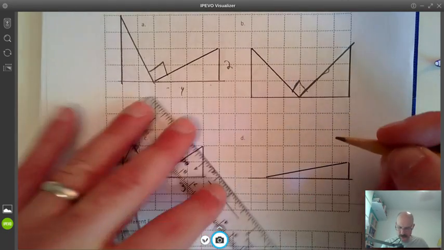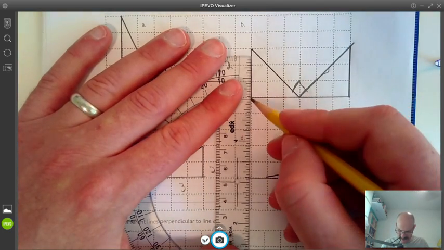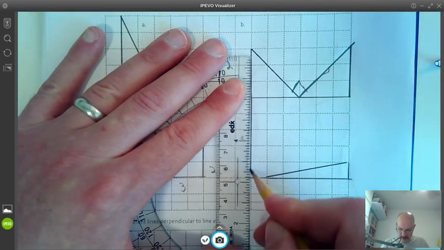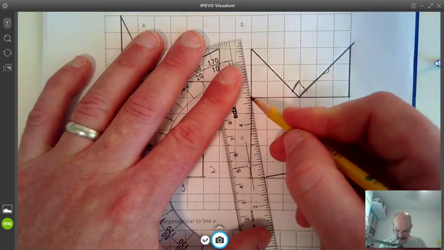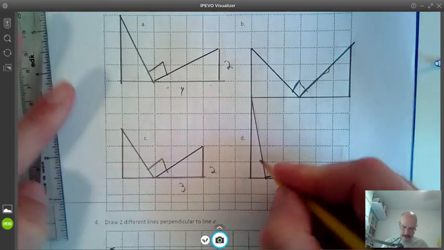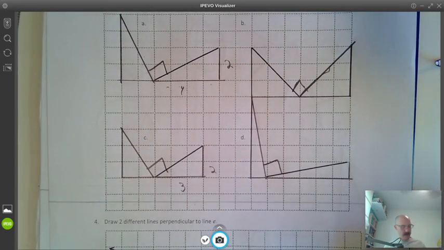And the only way that we get good at this is to practice. It's going to take some time to really get good at it. Okay? All right. Two different perpendicular lines to point E.